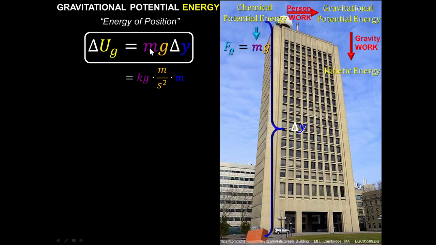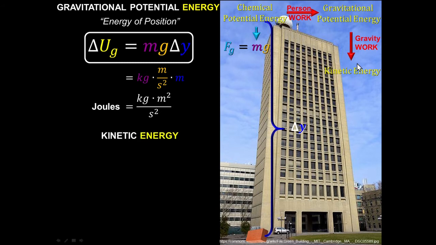Let's look at the units of that. Mass is measured in kilograms, gravity is an acceleration, so it's meters per second squared, and the change in height would be measured in meters. So if we combine all those units, we get kilogram meters squared per second squared. And if we remember from our video on work, that is measured in joules. This is the common unit, the one word unit, and this is the fundamental unit, or the MKS unit of energy.